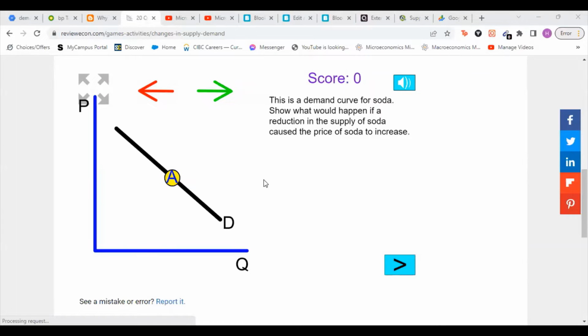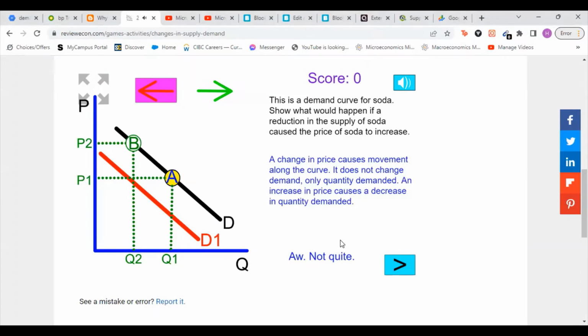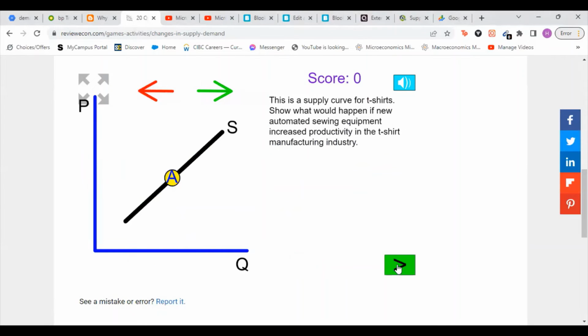So this next activity, this is demand curve for soda. Show what would happen if a reduction in the supply of soda caused the price of soda to increase. So what would happen? Would demand shift to left or right? Left. Yes, that's great. Oh shoot. Oh, movement along the curve. Okay. Yeah, sorry about that. So yeah, if the price of soda increases, there would just be a movement along the demand curve.